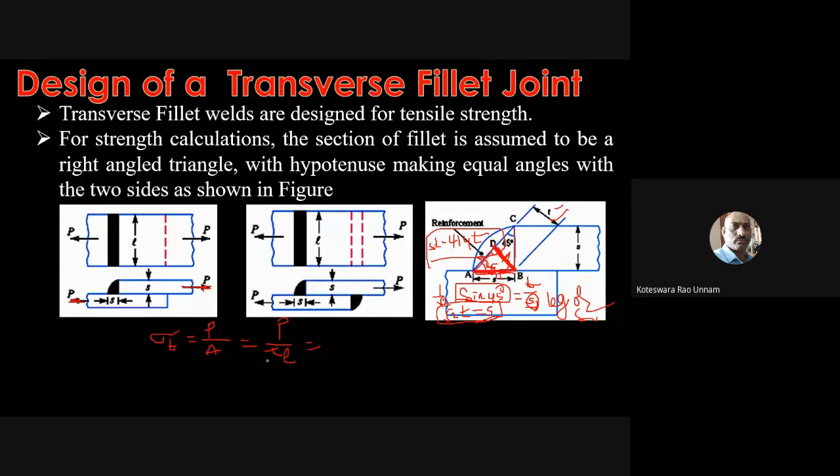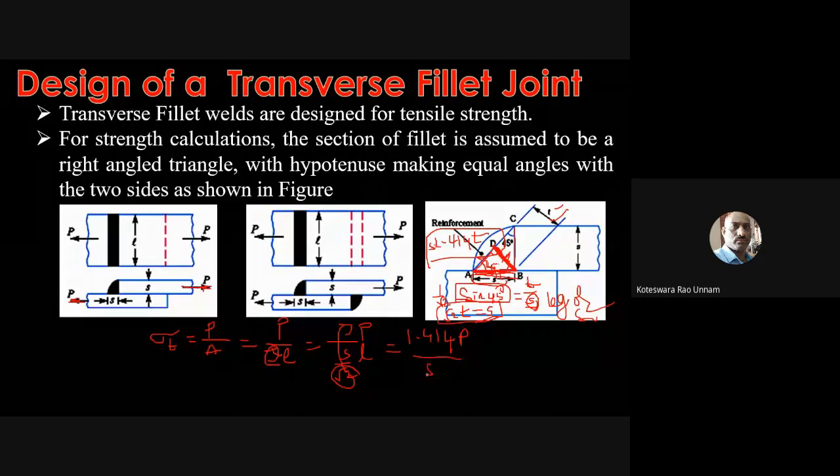But if I want to write that in terms of the size of the weld, S, what is the relation between T and S? Root 2 T is equal to S, therefore T is equal to S by root 2. If I bring this root 2 to the numerator, root 2 is nothing but 1.414. So it is 1.414 P divided by S into L. This is the formula for a single transverse fillet weld.